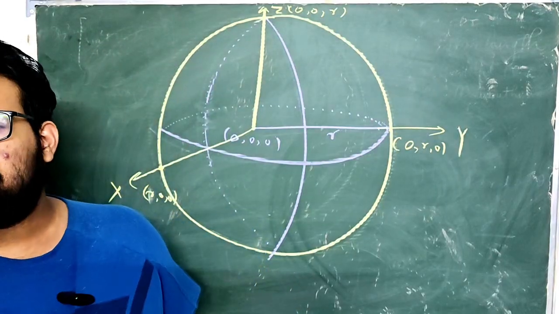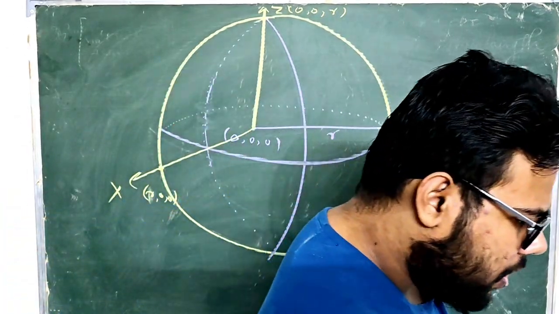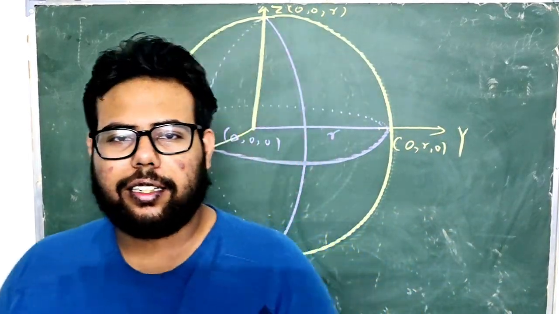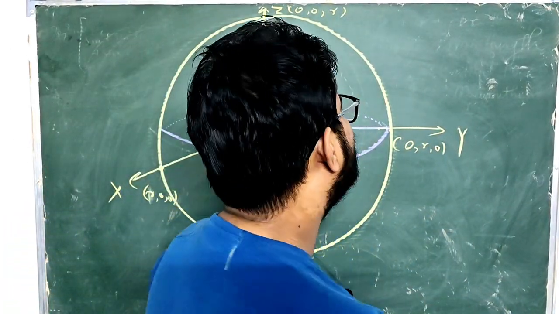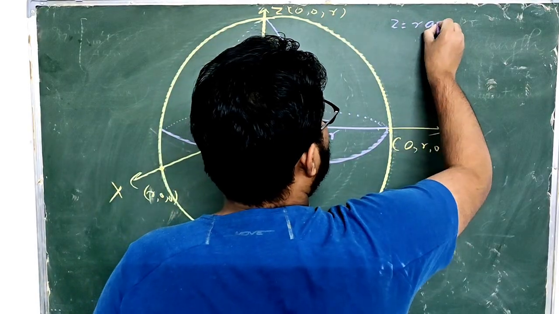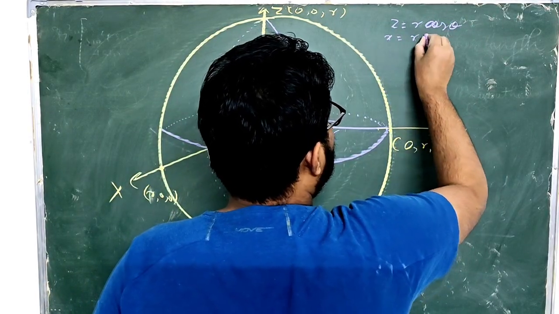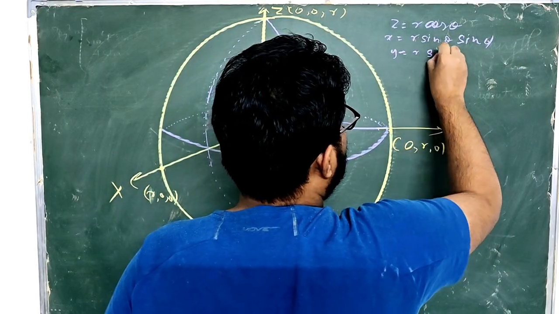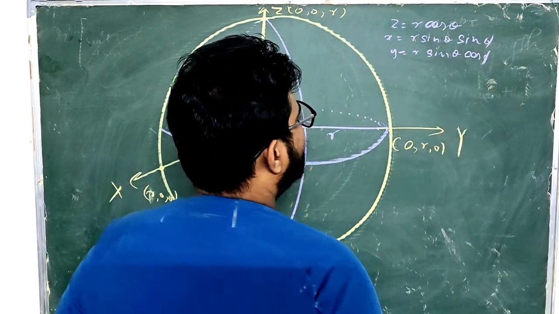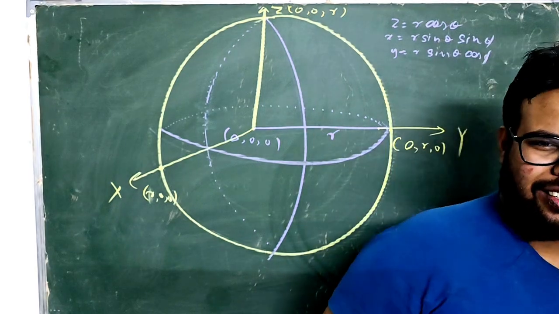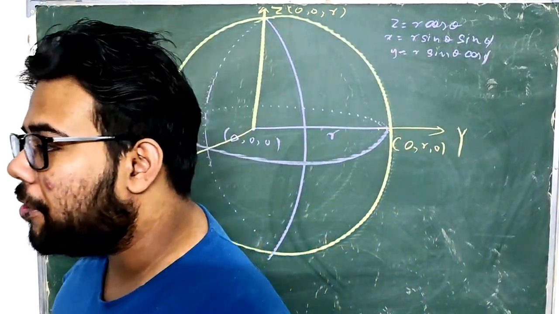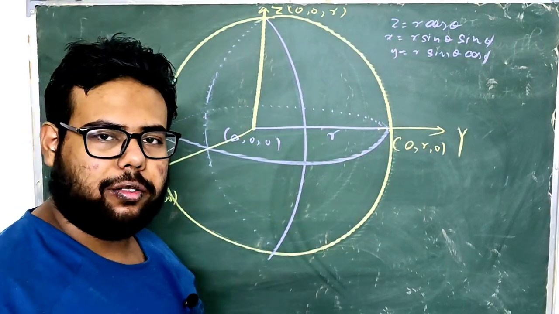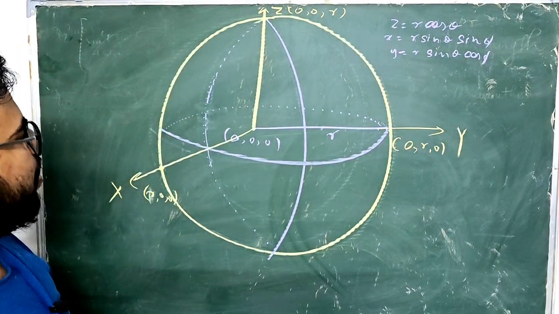But in that we use something called spherical coordinates. How do you apply that? You know that you assume z as r cos theta, x as r sin theta sin phi, y as r sin theta cos phi. But why do we assume it like this? Many people ask me. So to clear this idea, I'm making this video. Let me explain how it actually works.